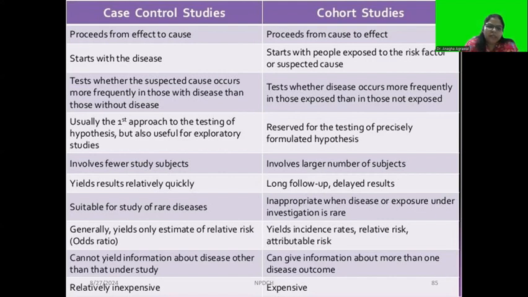The case control study generally yields only an estimate of relative risk, that is the odds ratio, whereas cohort study will give you odds ratio, incidence rate, relative risk, attributable risk, population attributable risk. Case control studies cannot yield information about diseases other than the one under study, because the patient already has a disease and we are only concentrating on that particular disease. So we will come to know about that disease only. Whereas in cohort study, we will come to know about many diseases that have been caused by that single risk factor. And case control studies are relatively inexpensive as compared to cohort study, which is an expensive study.